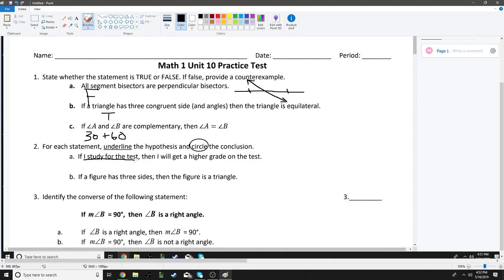For number 2, if I study for the test, then I will get higher grades. We underline and we circle. Underline the hypothesis, because that always comes after the word if. Circle the last part.